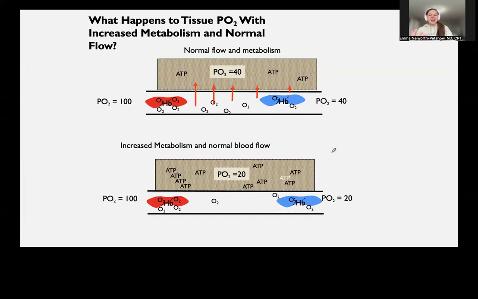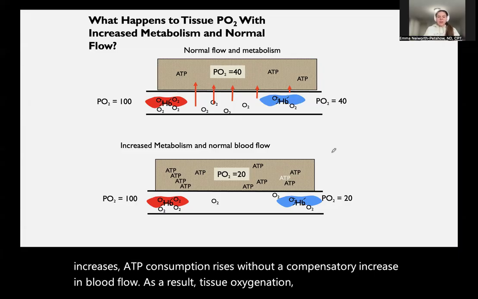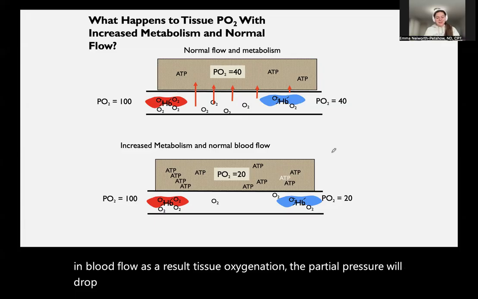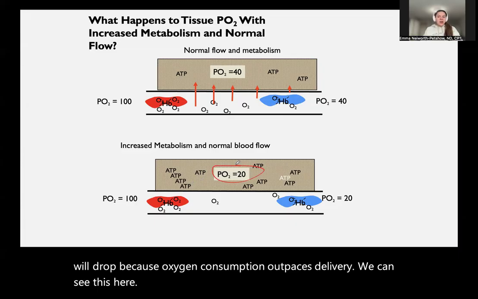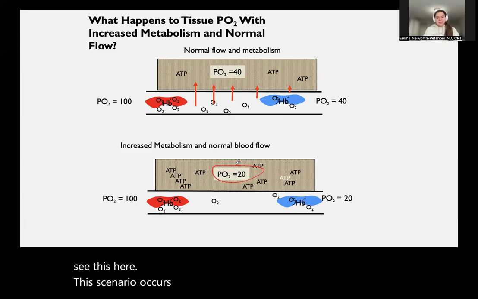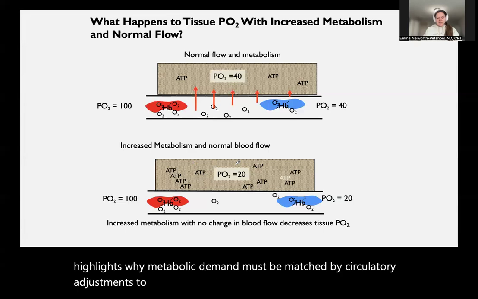Here, though, looking at a different scenario, metabolic demand increases, ATP consumption rises without a compensatory increase in blood flow. As a result, tissue oxygenation, the partial pressure, will drop because oxygen consumption outpaces delivery. We can see this here. This scenario occurs in early exercise, ischemia, or even sepsis, and highlights why metabolic demand must be matched by circulatory adjustments to prevent tissue hypoxia.